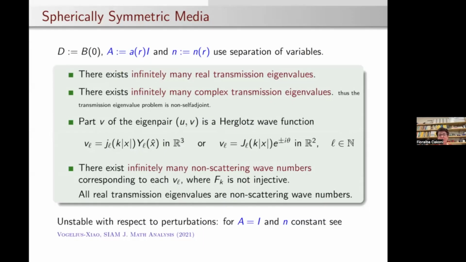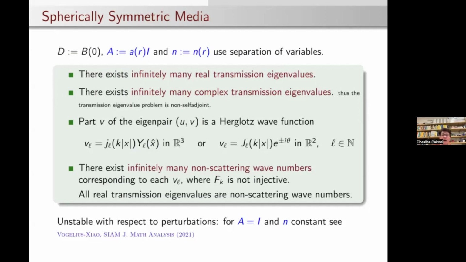So for a square, for example, you can do it, but it's very messy. Anyway, this is a configuration where you get a lot of insight. Okay, so if you separate variables, and I'm taking, of course, I cannot put an anisotropic A here because it breaks the spherical symmetry. Then one can show that there exist infinitely many real transmission eigenvalues. Under some assumptions, there exist infinitely many complex transmission eigenvalues.